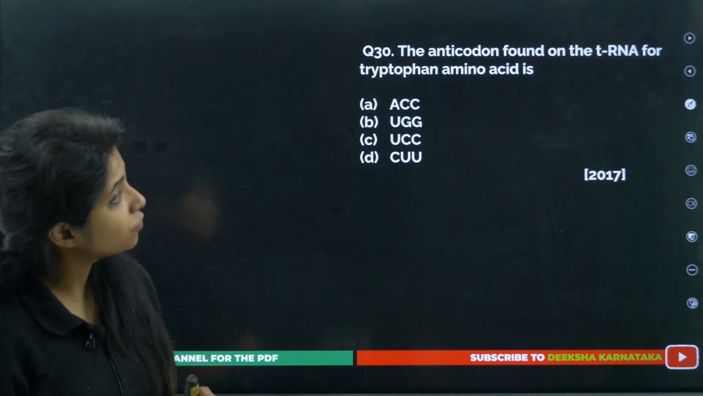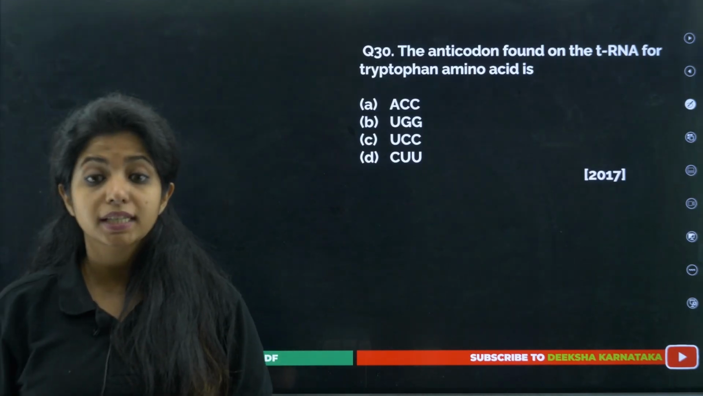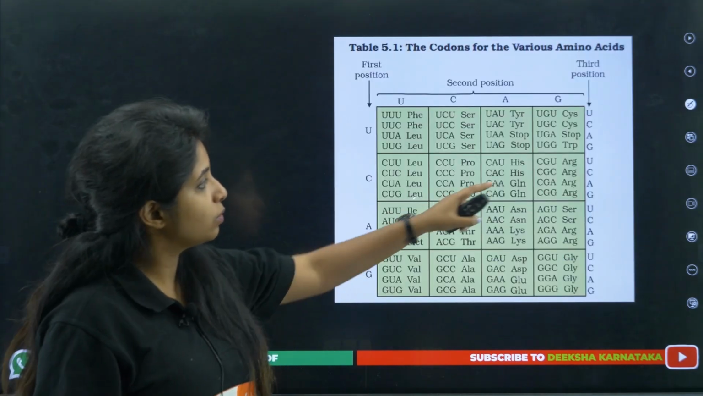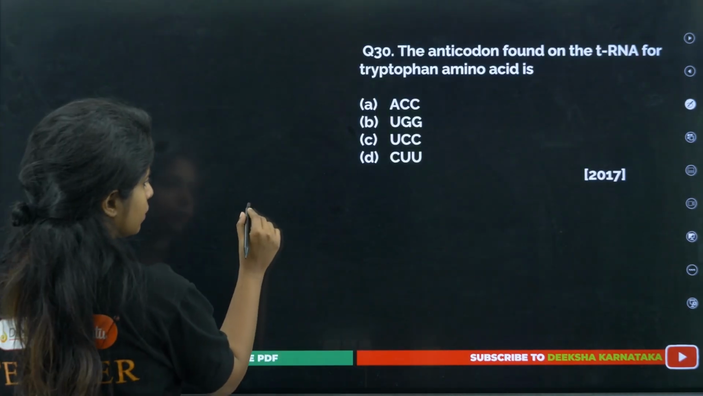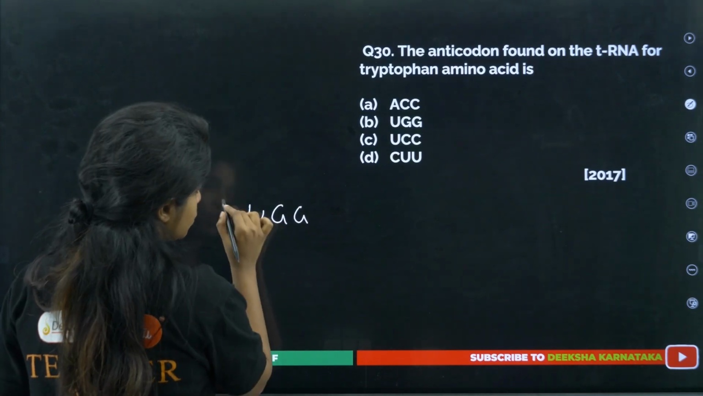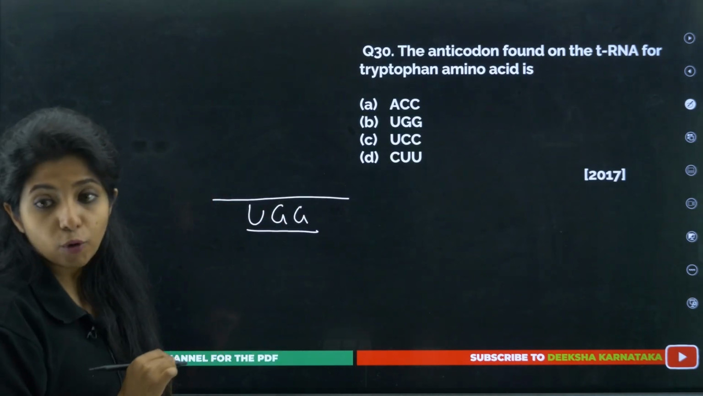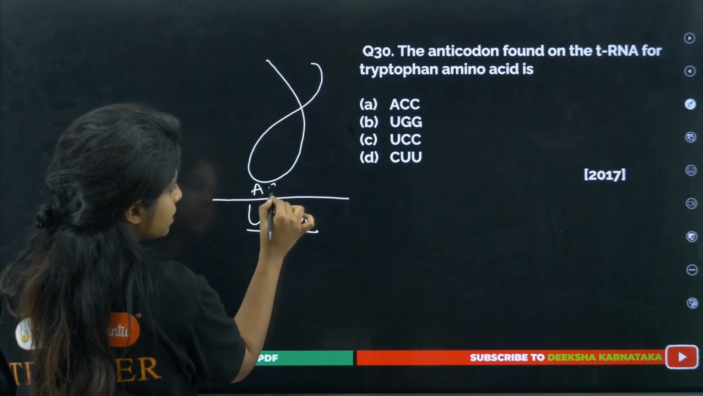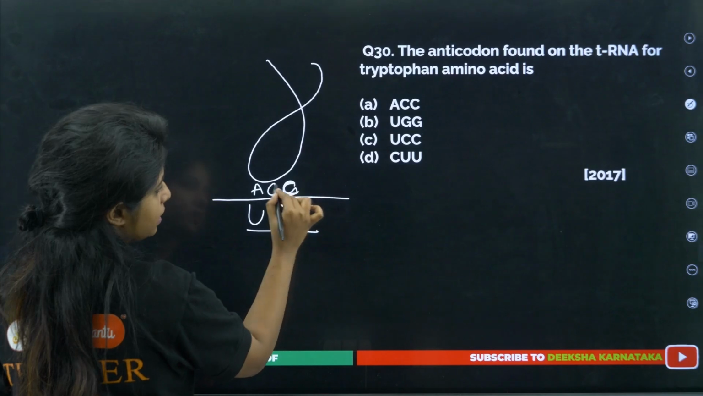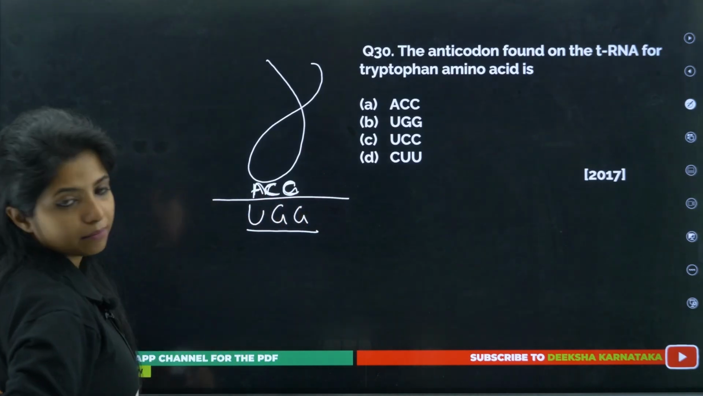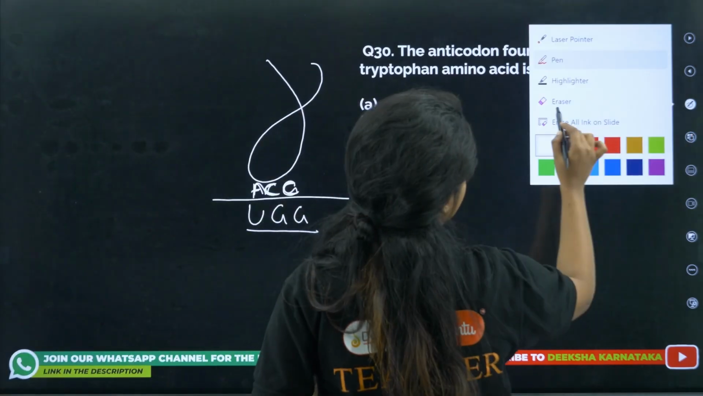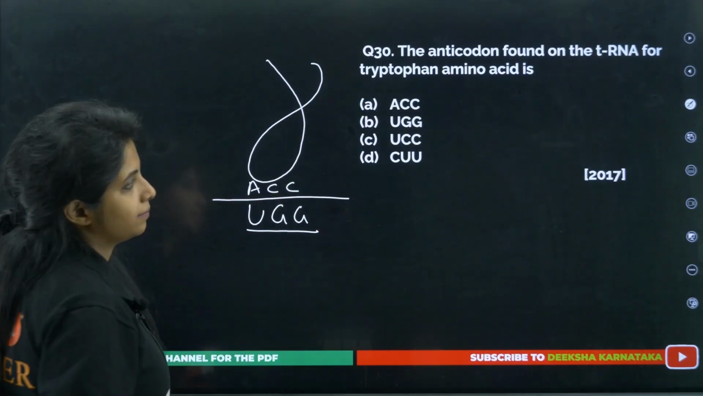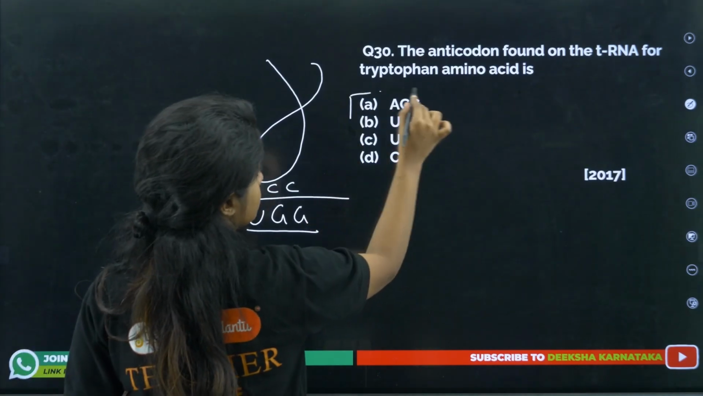Now, the anticodon found on the tRNA for tryptophan amino acid is, remember tryptophan, my dear children? What was the code? UGG. So UGG is the code for tryptophan. So in the mRNA, there should be UGG. What is there on the anticodon loop? That is the question. So in the anticodon loop, it should be ACC. ACC, my dear children. So I will write it properly because you will be getting the PDF of this. So this becomes the answer.